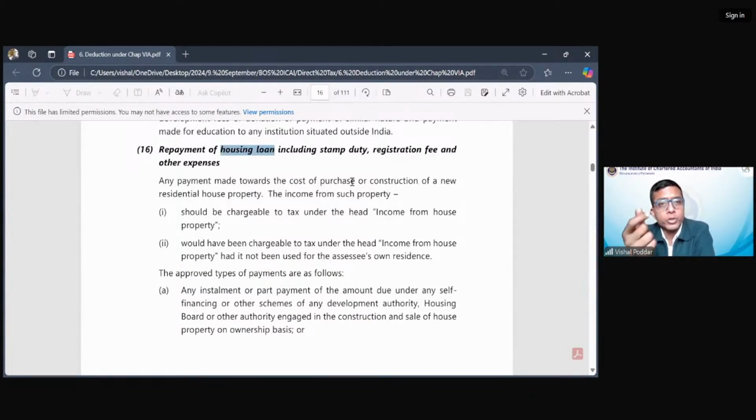Because whenever I'm paying installment, it covers principal and interest. Interest is not covered over here because what is covered is only the payment towards the cost of either purchase or construction of a new house, new residential house. So wherever I have paid any amount towards the cost, and that is what is reflected in my principal component. Interest component is not the cost component. Principal component is the cost component. So whatever I have paid towards the principal component, which is reflected in cost, that is what is covered over here.